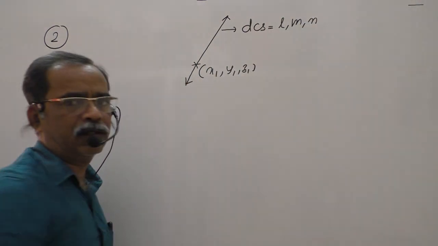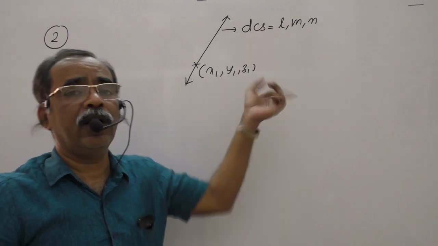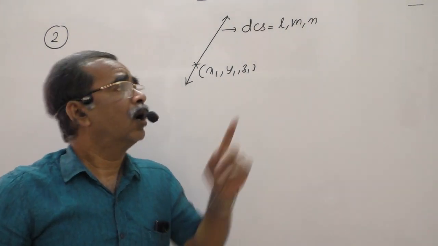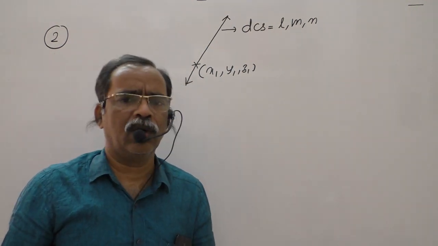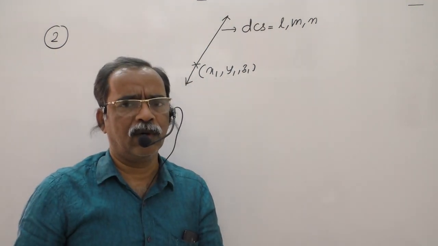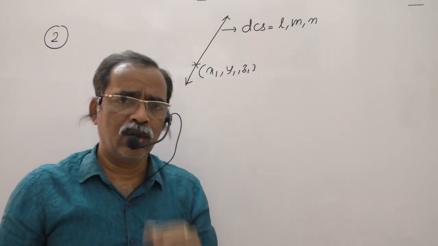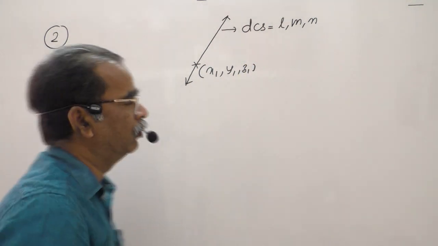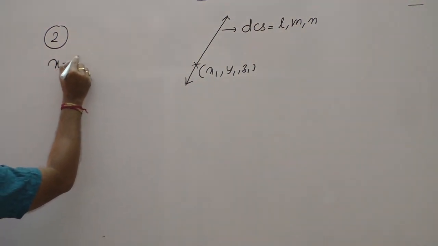If these are DCs, in the first one a point was given and DRs were given. Now DCs are given. What are DCs? They are DRs only, special DRs. Therefore, when a point and DCs are given, you can also apply the first formula. So using that, what will be the Cartesian equation?